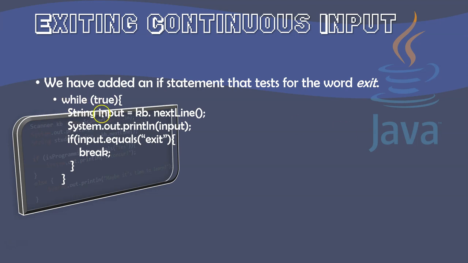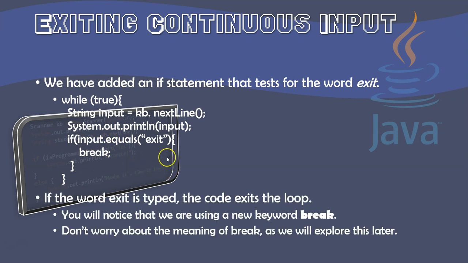So we could say while true, string input equals kb.nextLine, System.out.println input, if input.equals exit, and remember it's a string, so we have to use dot equals instead of equals equals, and then we have this word break. Now, if the word exit is typed, obviously the code would then exit the loop.